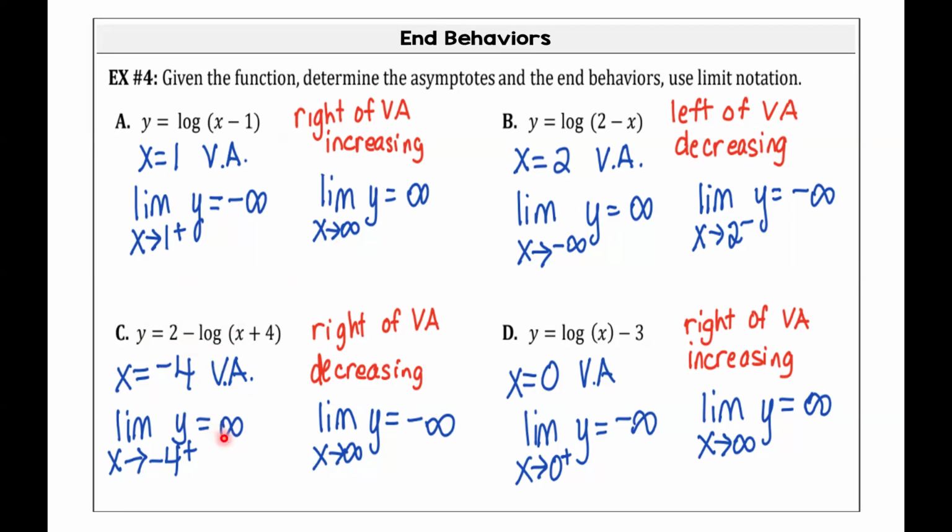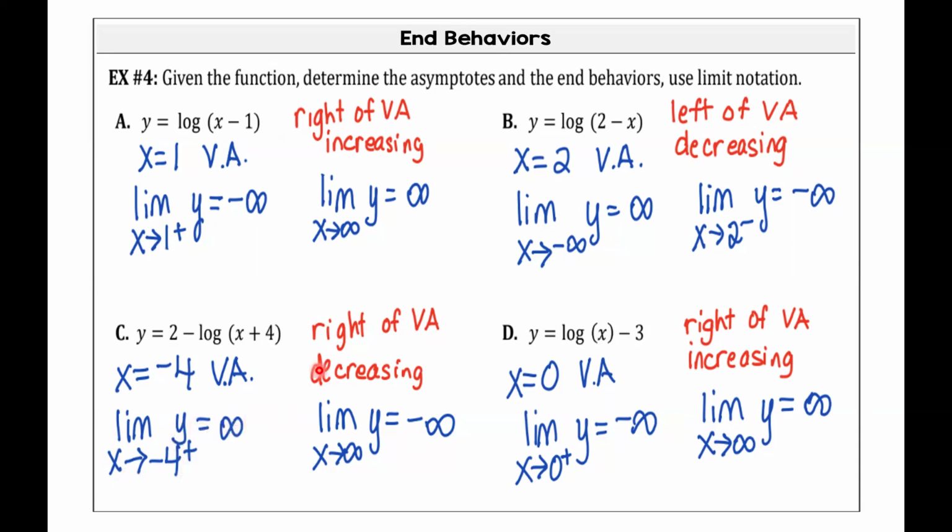Because we're reflected across the x-axis, instead of increasing on the right-hand side of our vertical asymptote, we're now decreasing on the right-hand side of our vertical asymptote. So our left-hand limit is, as x goes to negative infinity... and on the right, because we're on the right side of our vertical asymptote, y equals positive infinity now.